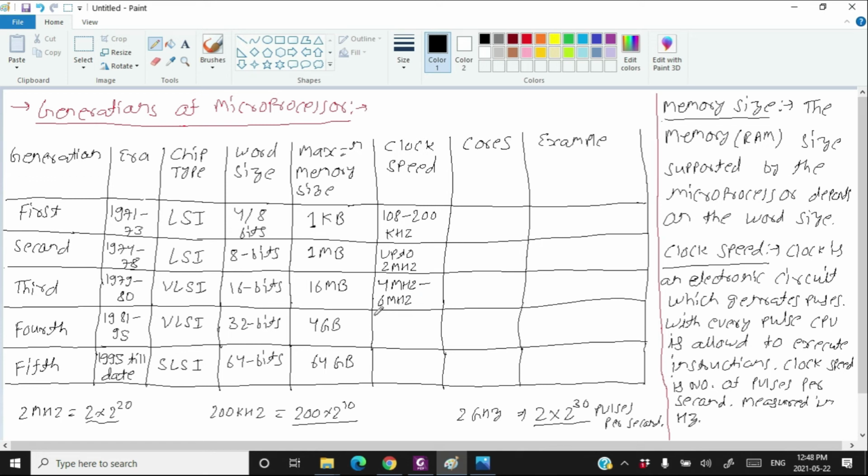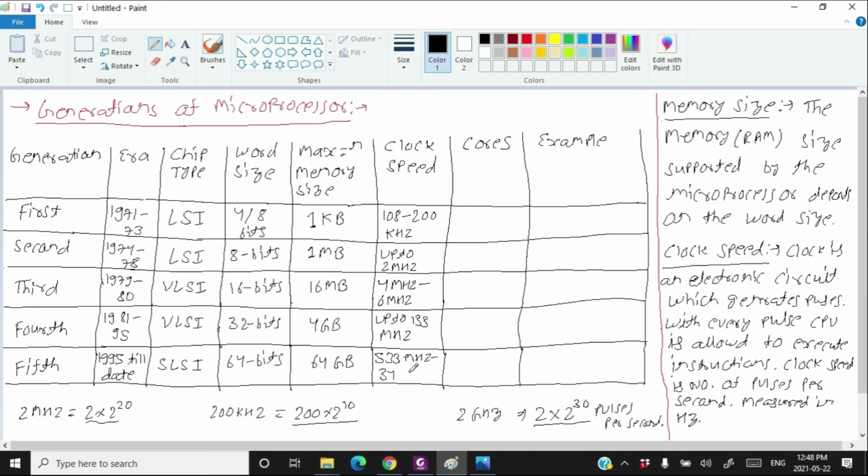In the fourth generation, we had up to 133 megahertz of clock rate. And in the fifth generation, we have 533 megahertz to 3.4 gigahertz of clock rate.